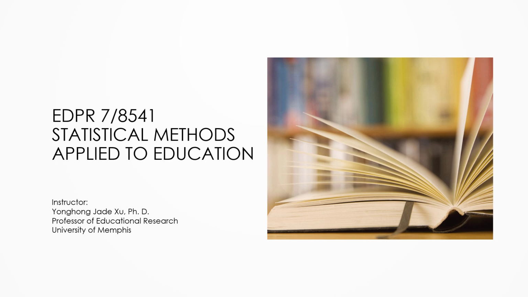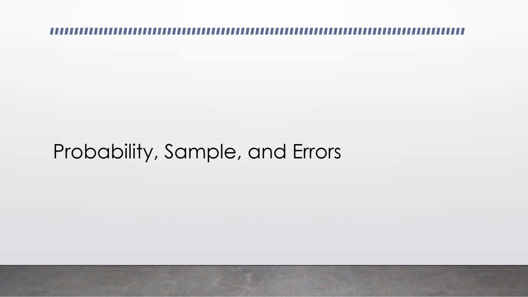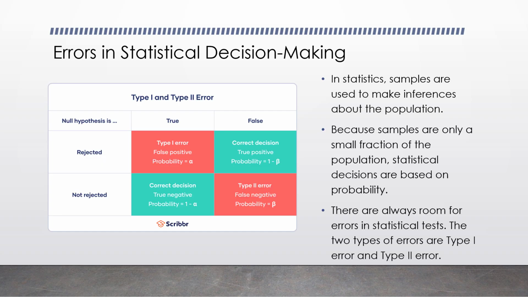Hi class. Earlier, we briefly mentioned type 1 errors when discussing the test of significance. Now, let's go deeper. In fact, there are two types of errors in statistics, type 1 and type 2 errors. Remember, errors are inevitable because we use samples to make inferences about the population. Samples are only a small fraction of the population. So statistical decisions are always based on probability estimates.